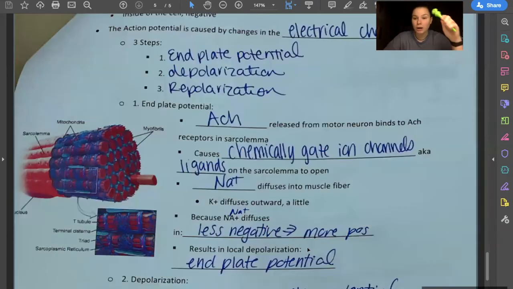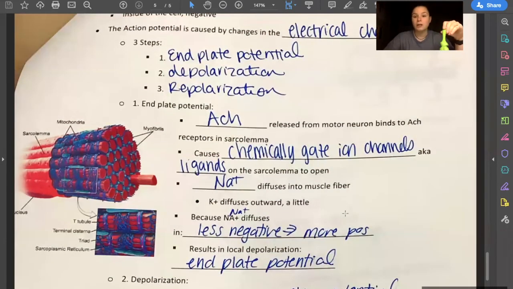A local, meaning it's in our space, like Stephenville, not the bigger picture like Fort Worth, which creates an end plate potential.